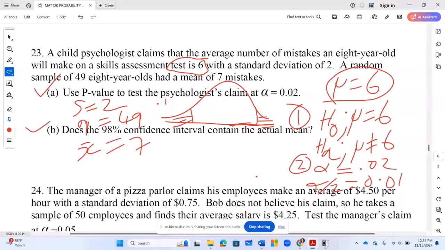This is 0.01 on each side. The area is 0.01 on each side. And then I am going to calculate the critical value. So inverse T 0.01.